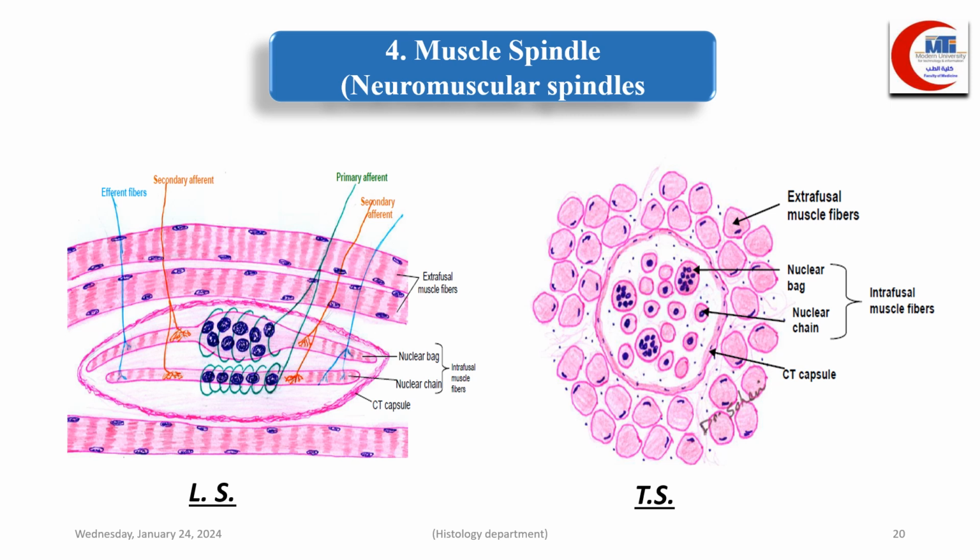I can see here also that there are afferent and efferent nerve fibers which supply this intrafusal muscle fiber. The green one, which is called the primary afferent nerve fiber, surrounds the central part of the intrafusal muscle fiber. As regards the orange fibers, which are called secondary afferent nerve fibers, they are present on both sides of the primary afferent nerve fiber. And finally, the blue fibers, which are called efferent nerve fibers, supply the contractile portion of the intrafusal muscle fiber.